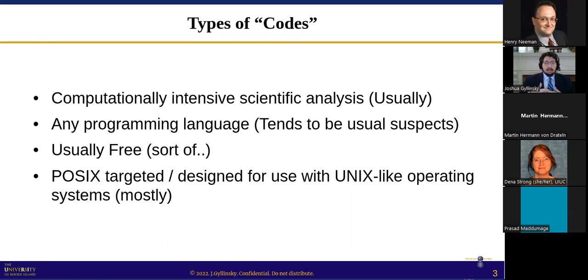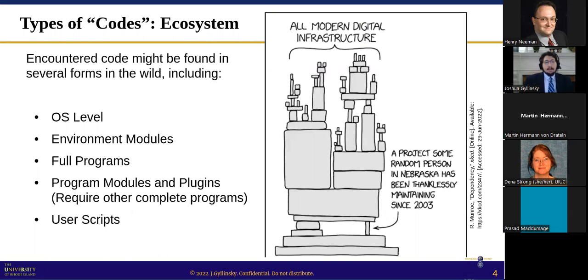And they tend to be written for a specific platform that can be deployed. This is known as POSIX. For POSIX compliant software packages, these are Unix-like operating systems, mostly. The ecosystem of these codes can be placed at almost any level of the stack, from operating system, environmental modules, complete programs, modules and plugins that might even require other programs, or just straight user scripts.